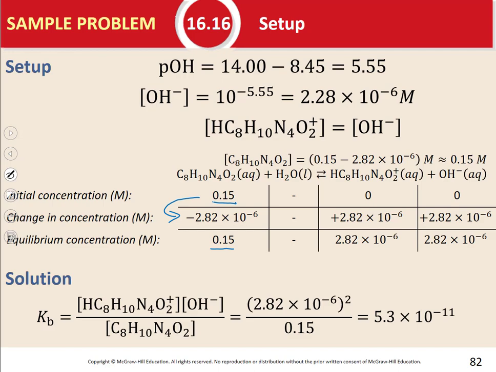Plug into your equilibrium expression, and you'll get a Kb value of 5.3 times 10 to the negative 11, which is a very low K value compared to those other weak bases. So low K values means the reaction did not occur very much in the forward direction, meaning your percent ionization is going to be very small. So that minus x, ignoring it, is probably a very good assumption.